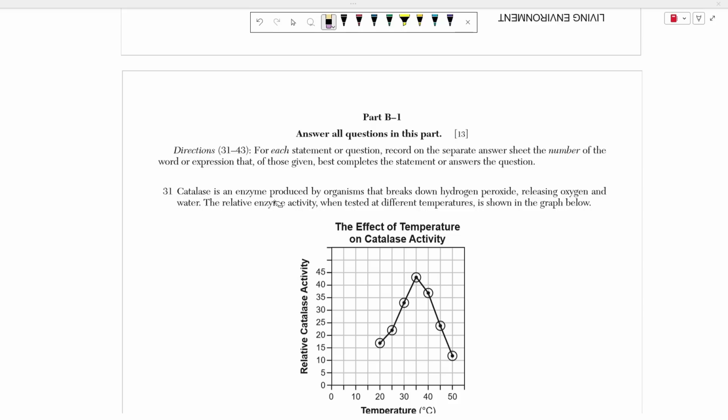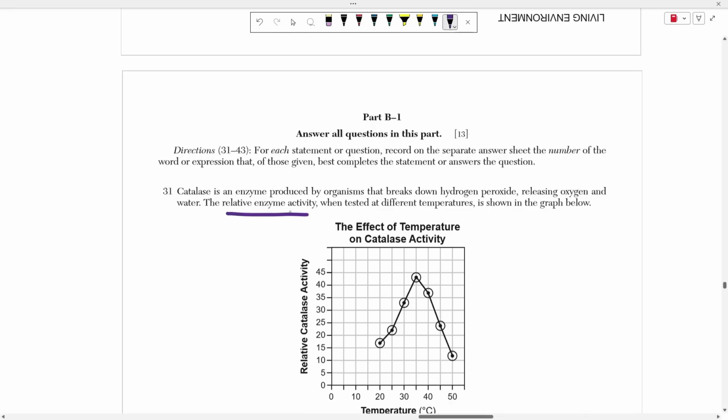That being said, we're going to start off with 31. Which tells us that catalase is an enzyme produced by organisms that break down hydrogen peroxide into oxygen and water. The relative enzyme activity, when tested at different temperatures, is shown in the graph below.